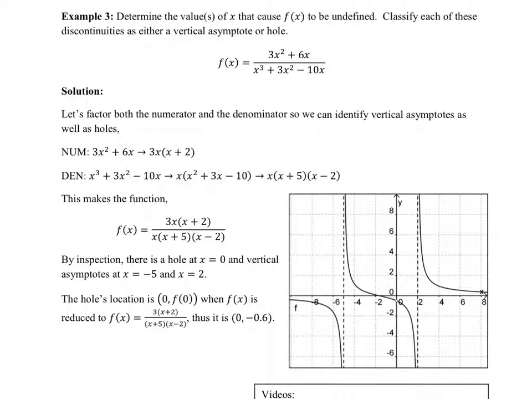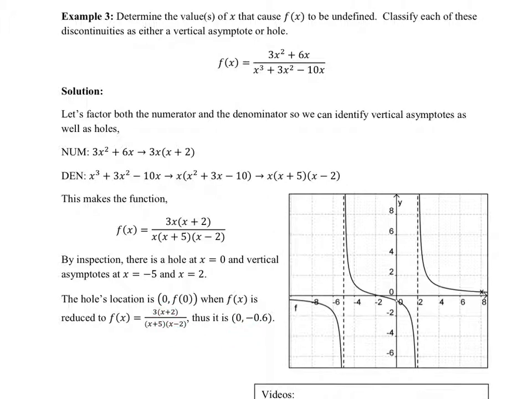To find the location of the hole, again, what do I do? I take 0, or whatever would cause the hole, which in this case is 0, because a 0 here or here makes this indeterminate. Take that 0, plug it into the simplified form. Here's the simplified form right here. Just get rid of this x and get rid of this x. So take a 0 and plug it in. You're going to get 3 times 2, which is 6, over, in this case, 5 times -2, which is -10. 6 over -10 is -0.6.